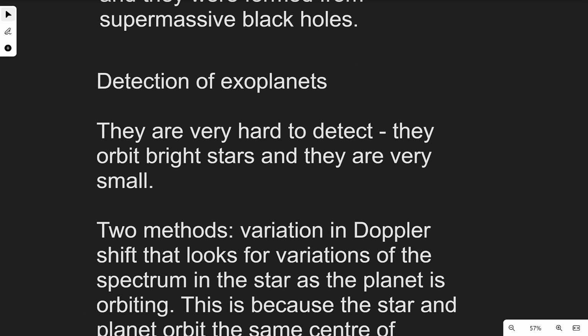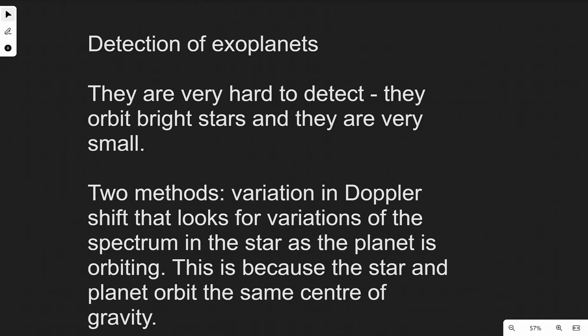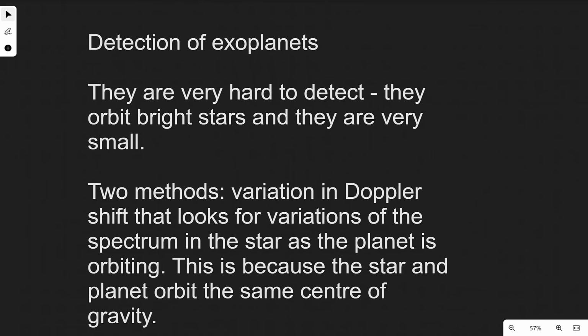Additionally, we're going to revise the detection of exoplanets. So these are planets outside of the solar system. They tend to be very hard to detect because they orbit bright things, they orbit stars, and also they're very, very tiny.